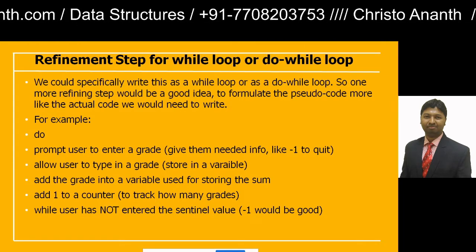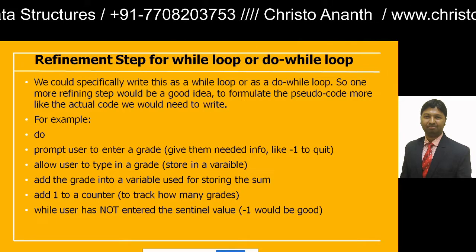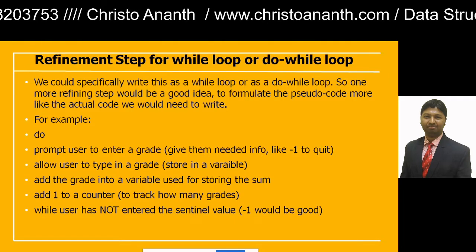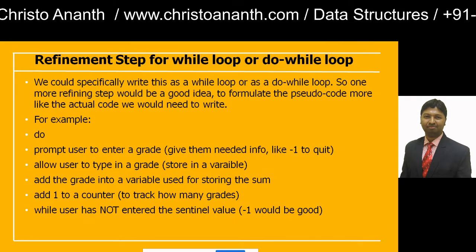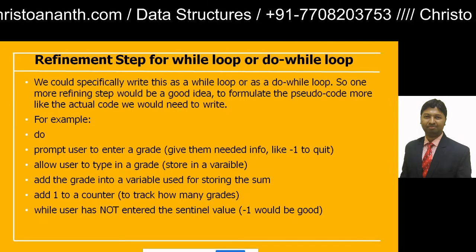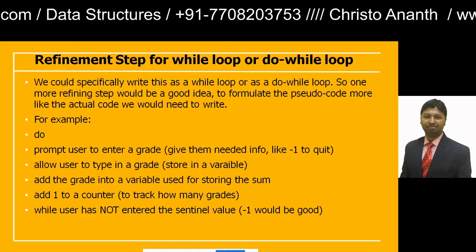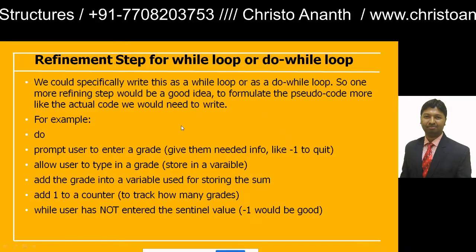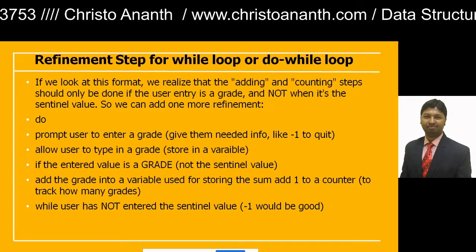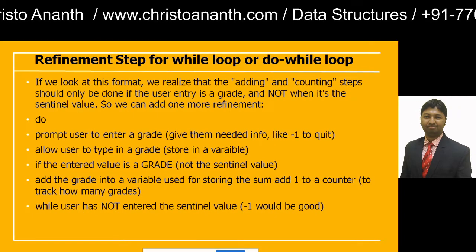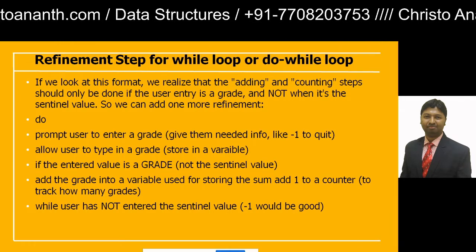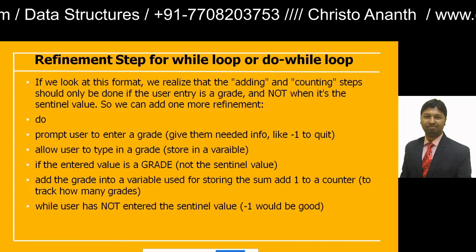Allow the user to type in the grade, which means it is going to be stored in a particular variable, and you are going to add this grade into the variable used for storing the sum, and add 1 to the counter to track how many grades are present. And if the user has not entered the sentinel value, then you can go for -1. So we realize that the adding and counting steps should only be done if the user entry is a grade. If the user entry is not a grade, it is going to exit.